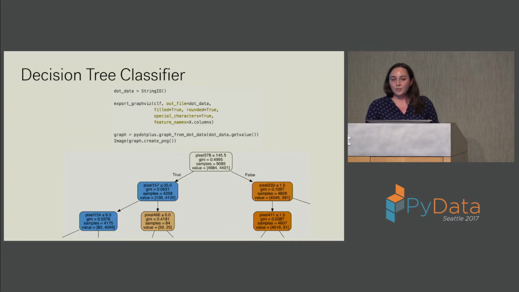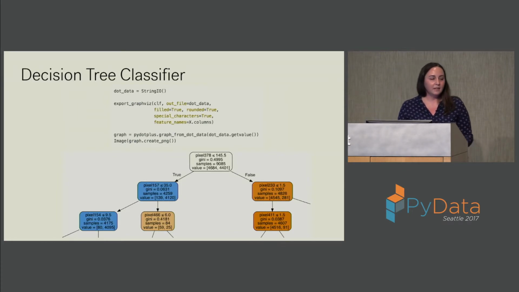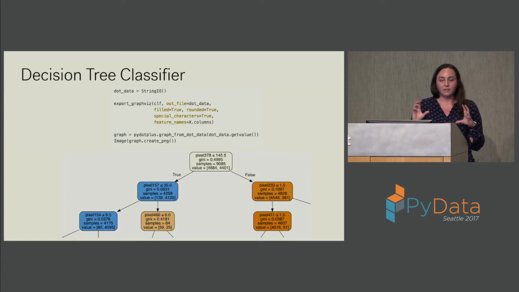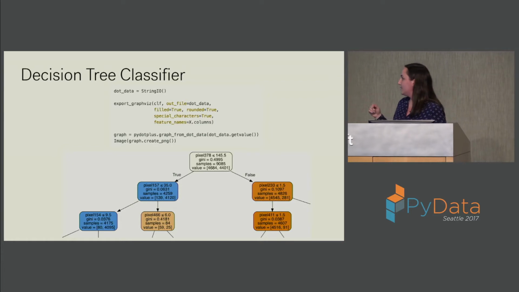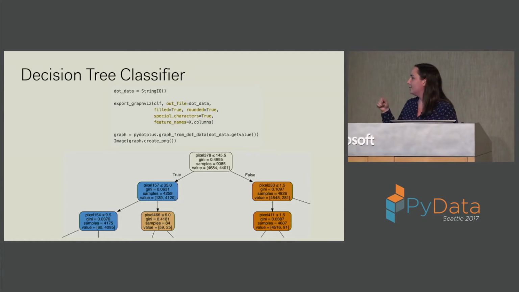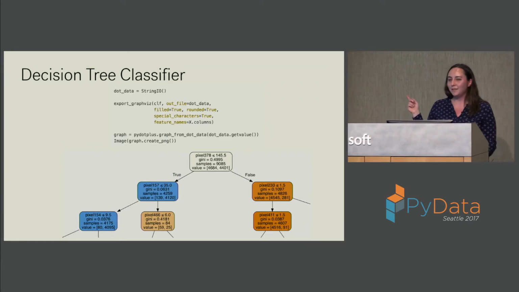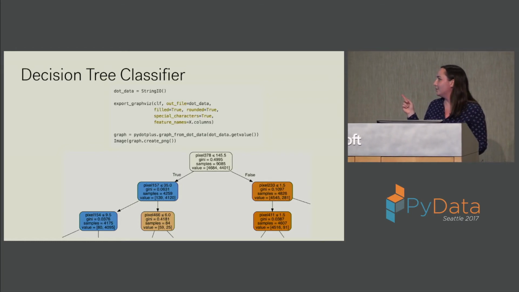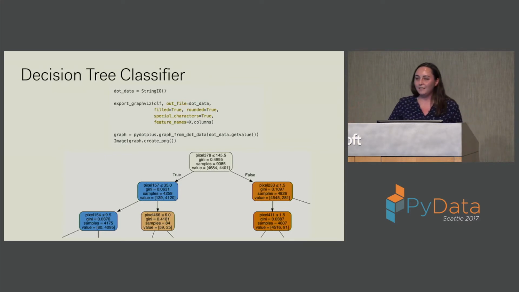But then when we visualize the decision tree, even though it's clear to me what the logic is here, let's look at what it's telling us. Well, how do I get to a 7? Okay, if pixel number 378 is less than or equal to 145.5, then yes, then pixel 157, is it less than or equal to 35?